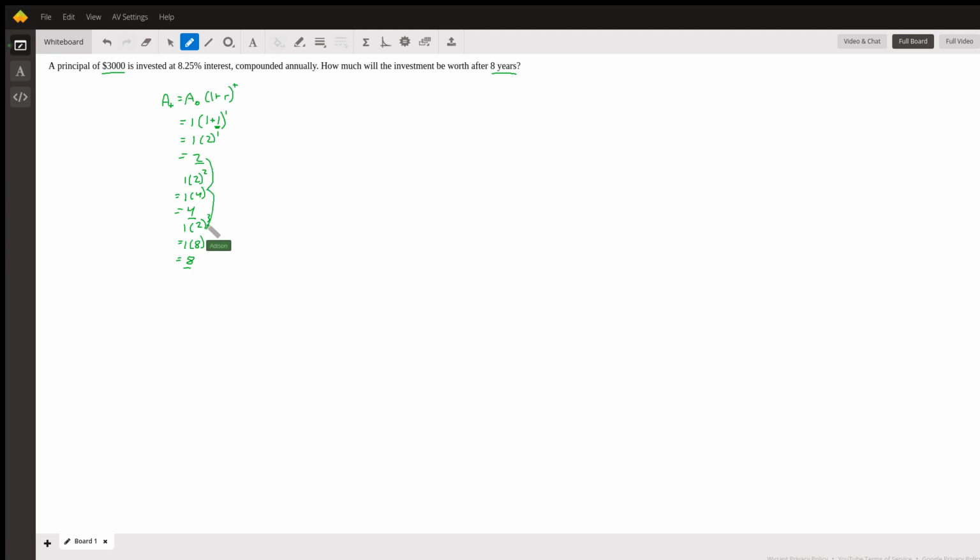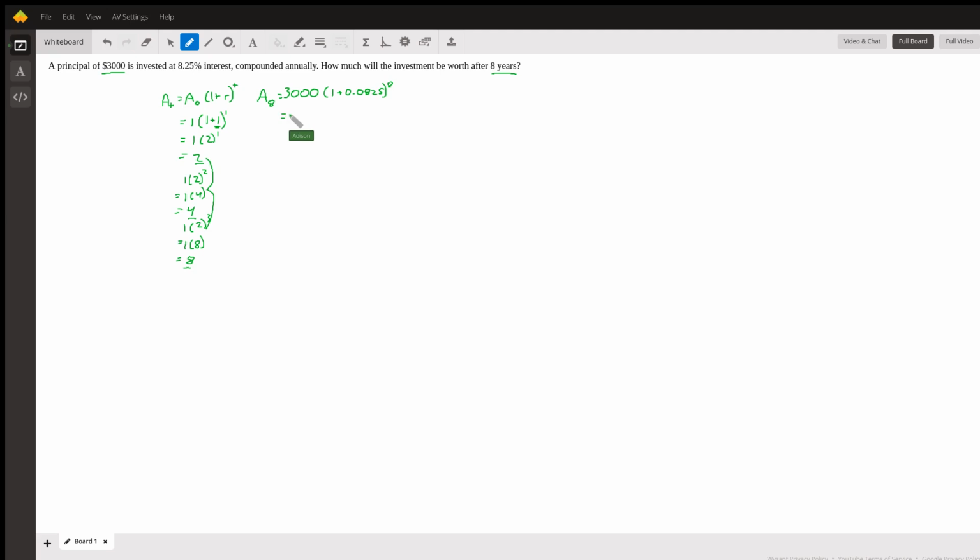So now that we understand how this equation works, let's use it for our problem that we have been given. The problem says that we want to know the amount of money after 8 years. The initial amount of money that we put in is $3,000. And the rate of increase is 8.25% or 0.0825, so 1.0825 raised to the power of 8.